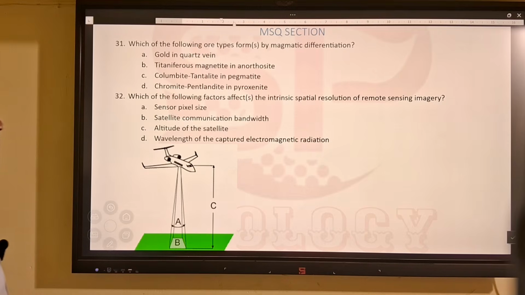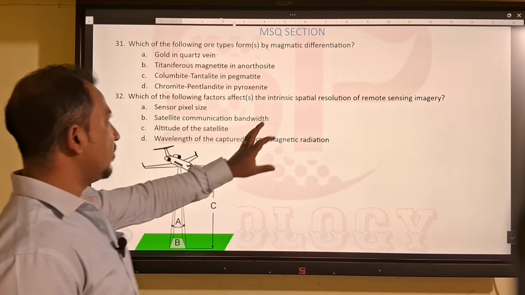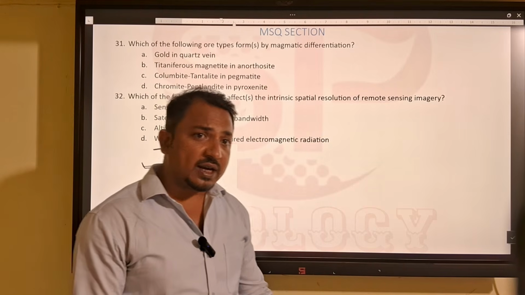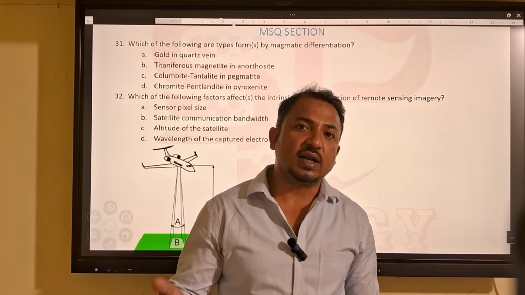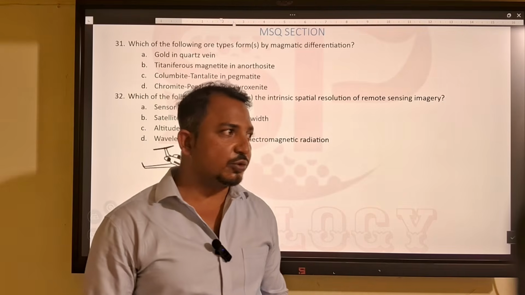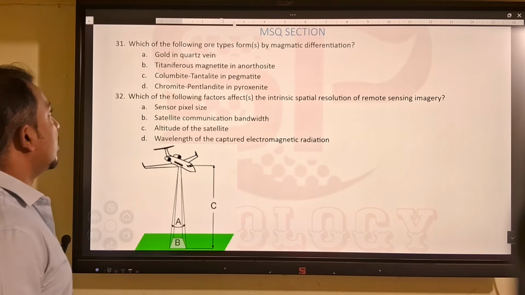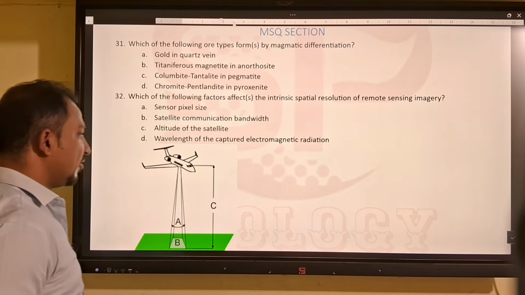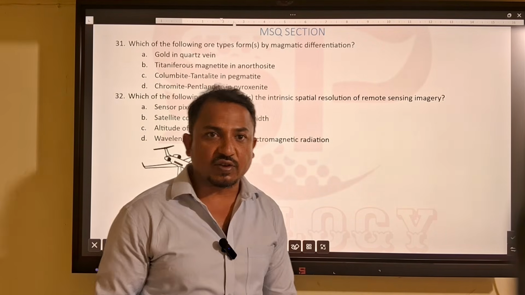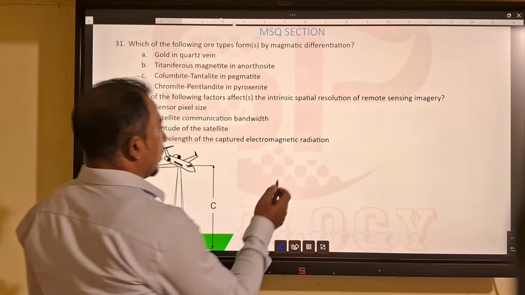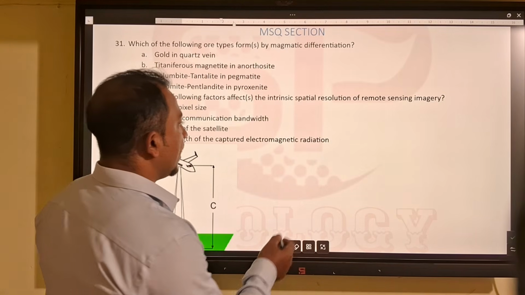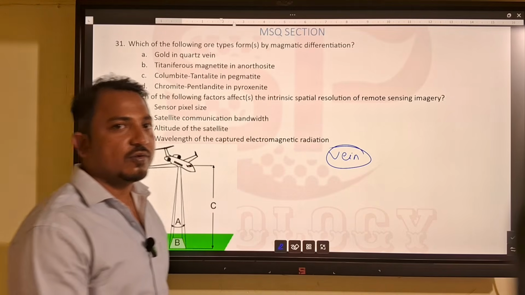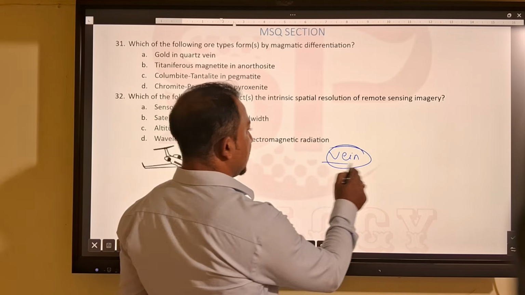So in this question it is asked, which of the following ore types form by magmatic differentiation? Any ore type that is produced by a magmatic process always involves magmatic differentiation. The first option is gold in quartz vein. Always remember, in any ore deposit question, if you encounter the word vein, very important, what is the meaning of vein?